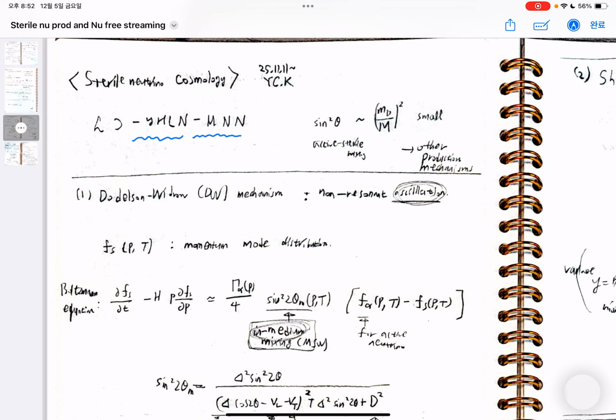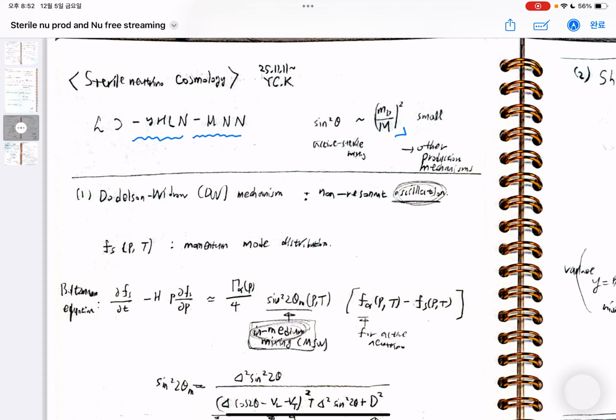In the typical scenario, the sterile neutrino N_R is produced by the active-sterile mixing, which is suppressed by the ratio between the Dirac mass and the Majorana mass term. And this mixing angle is extremely small, so this requires another production mechanism to explain the abundant dark matter. There are two well-known mechanisms.